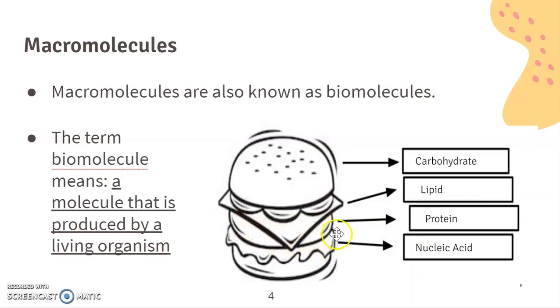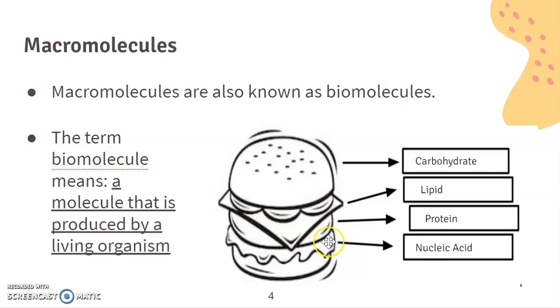The third one that we're going to talk about is this patty. It could be a beef patty, a turkey patty, whatever. But this patty came from an organism, a living thing, usually an animal, and that patty has protein. Protein is our third macromolecule that we're going to be discussing. So here we have protein.